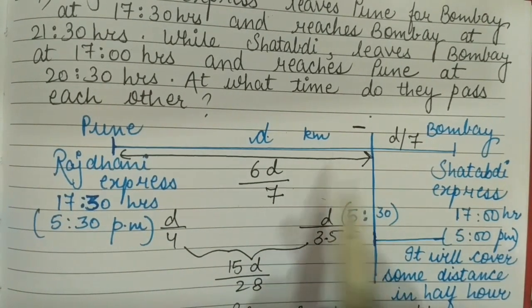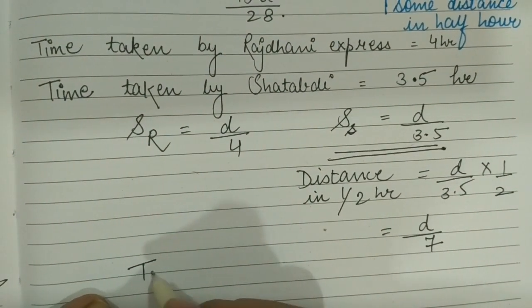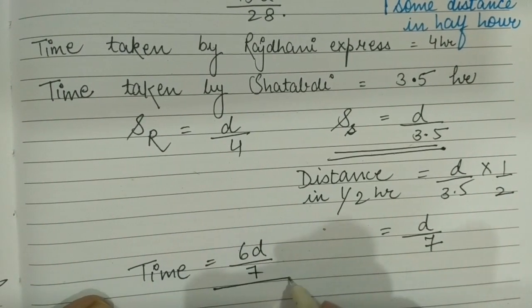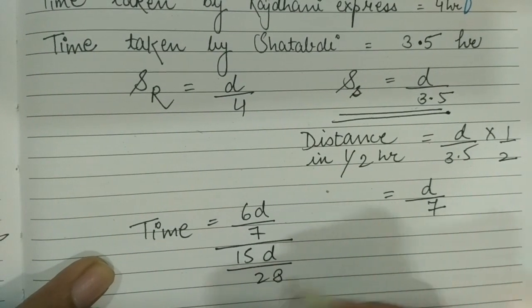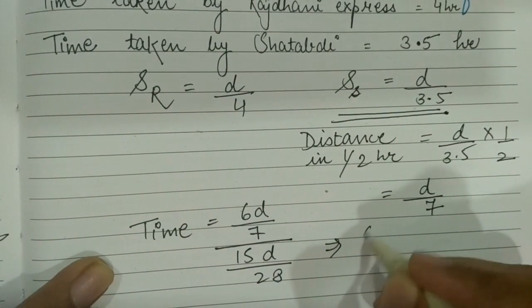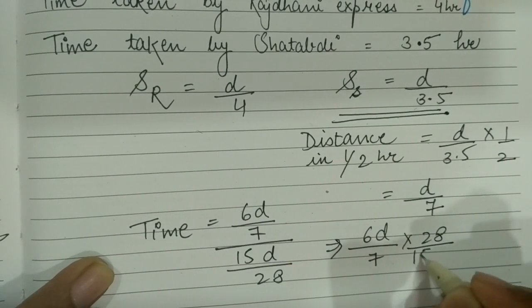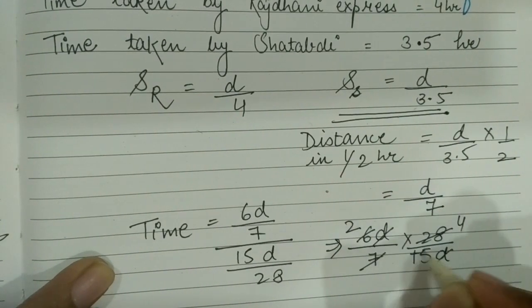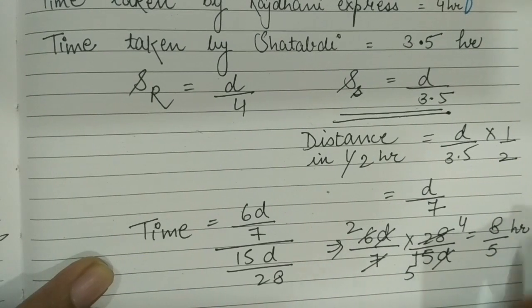Now we have distance and we have speed. We can easily calculate the time. The formula for calculating time will be distance upon speed. So the time here is 6d by 7 into 28 upon 15d. That is 8 upon 5 hours.